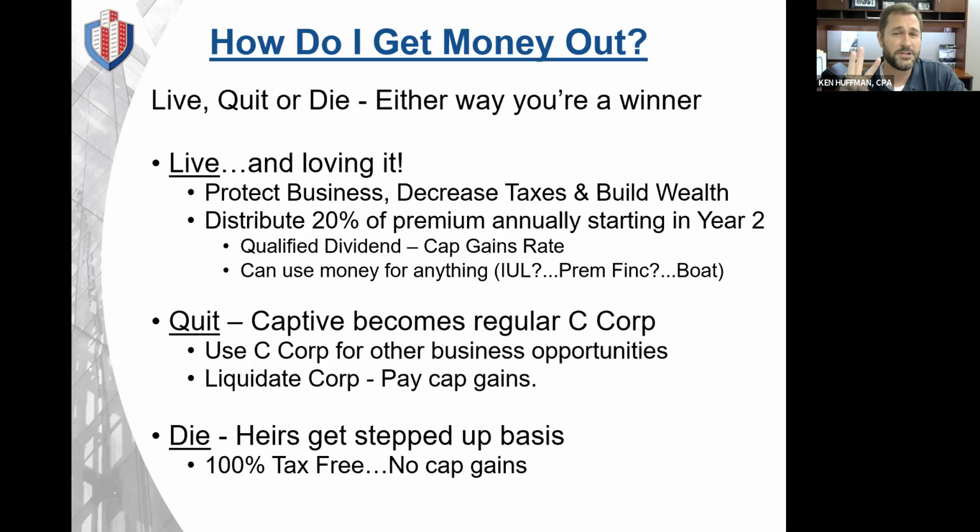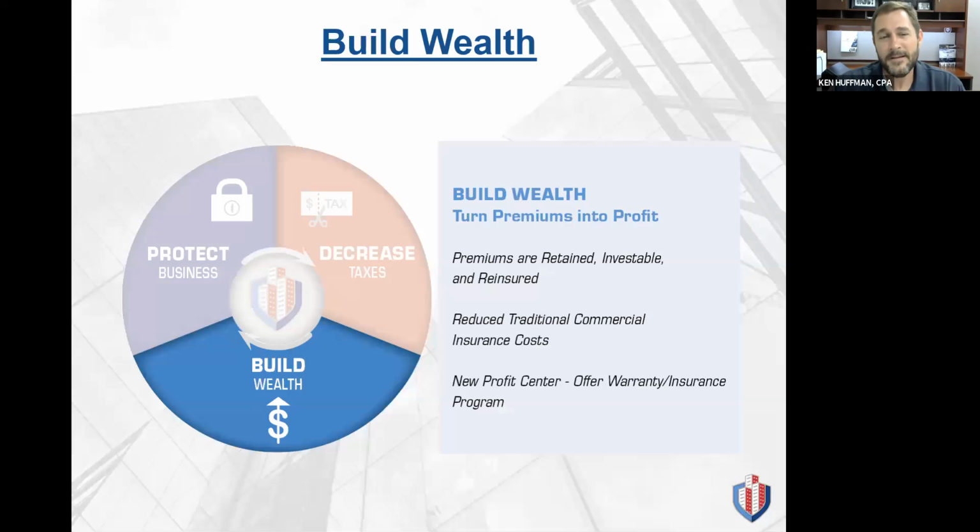Or the third option is that you could die. If you happen to die with your captive, let's say there's 10 million in there. If you liquidate it all, you would pay 2 million in capital gains. But if you didn't liquidate it and you happen to die, then your heirs, your kids, would get all $10 million because they get a stepped up basis. So they're not going to pay any capital gains rate. So that's not bad. The third thing that a captive does is that it builds wealth.